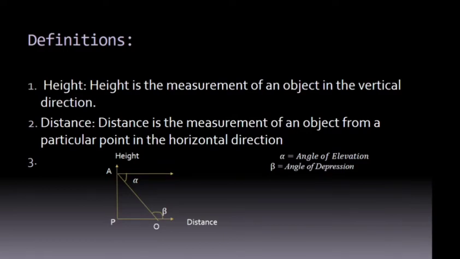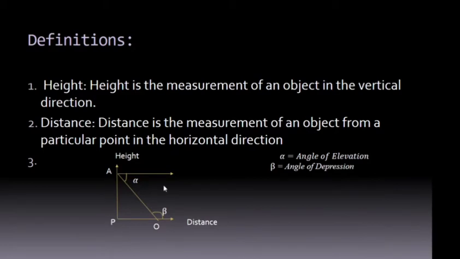Distance. Distance is the measurement of an object from a particular point in the horizontal direction. We say the distance between the two places is say 10 kilometers, or the distance between the two trees is say around 500 meters. Okay, so we measure this in the horizontal direction. So whatever measurements are done in the horizontal direction is termed as a distance.